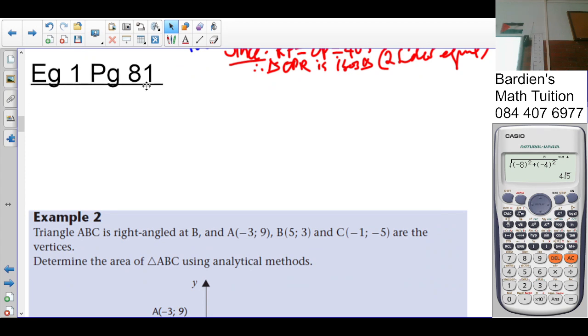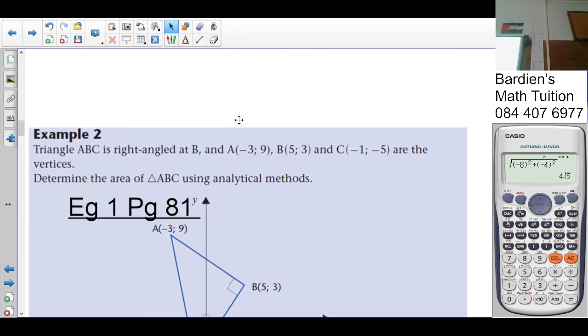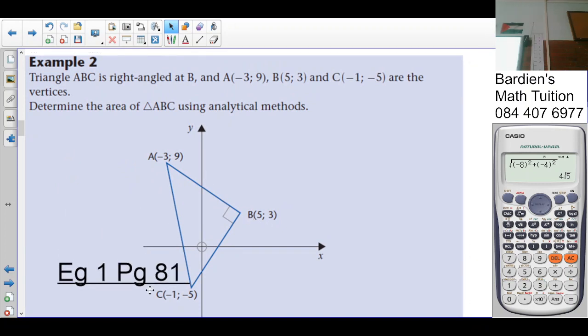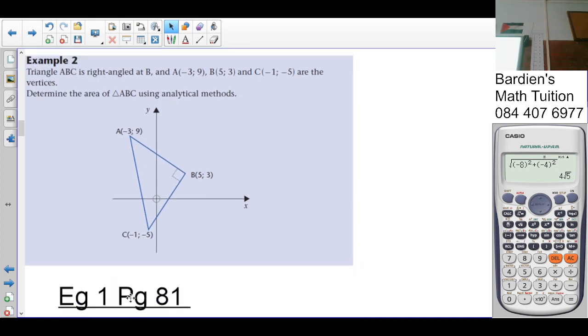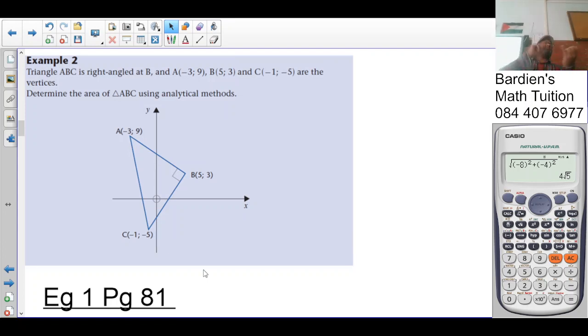Right, people, let's look at example 2. Example 2 is also on page 81. Here we are told that triangle ABC is a right angle triangle at B. We are told that A, which is negative 3 and 9, B is 5 and 3, C is negative 1 and negative 5, are the vertices. Vertices means the vertex, no? The end points of the triangle. Determine the area using analytical methods. Analytical methods, whenever they say that you must use distance formula, gradients, or midpoint. That is what you must use.